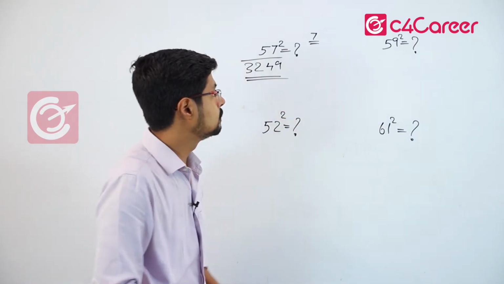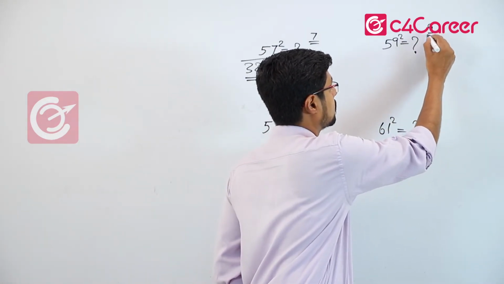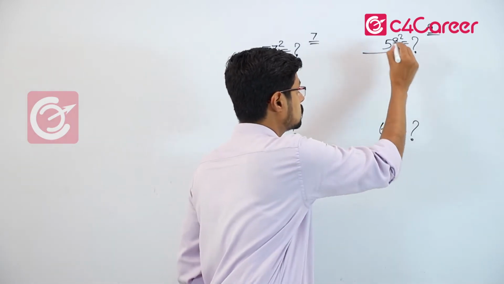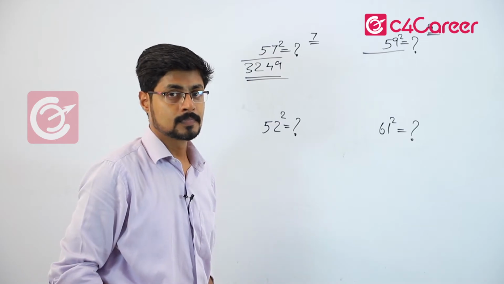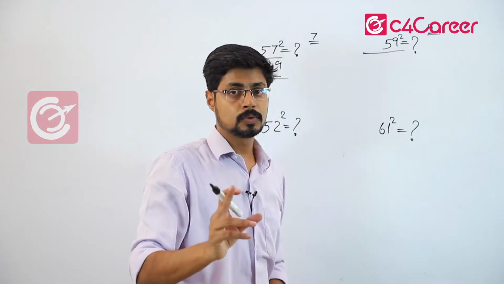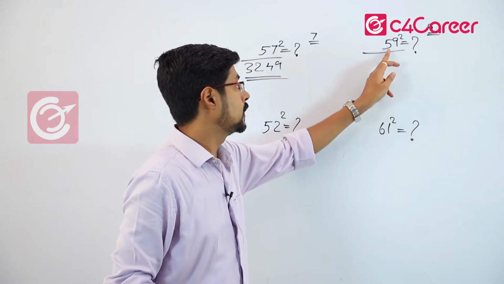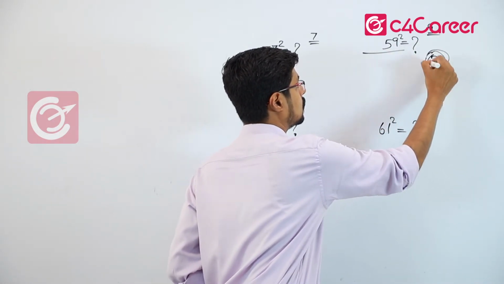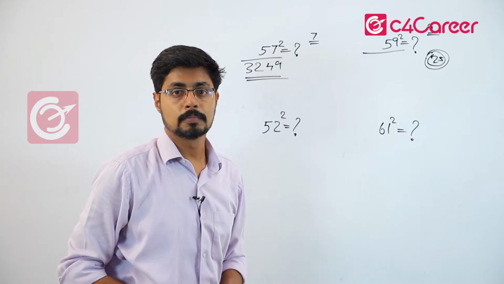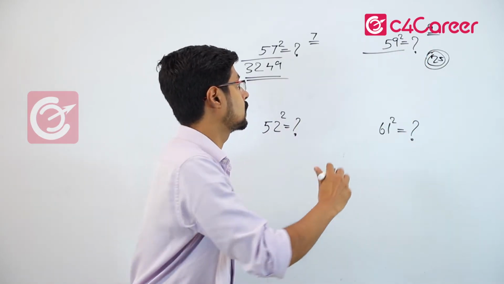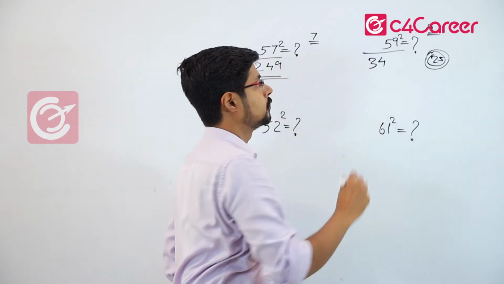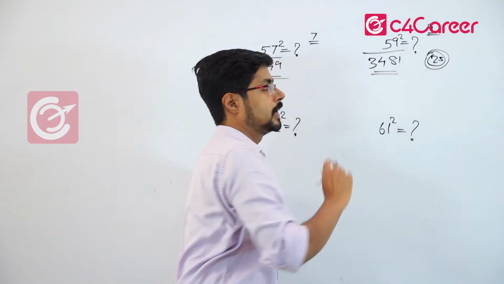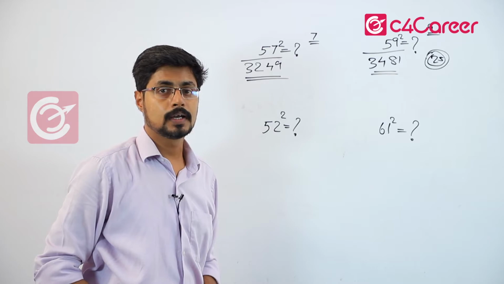Let's look at this number. The difference from 50 is going to be 9. What is the first part? It's not 59 plus 9. It has to be 25 plus 9. So always remember this number, 25. So it is 25 plus 9, that is 34. Second part is 9 square, that is going to be 81. So 3481 is your answer.